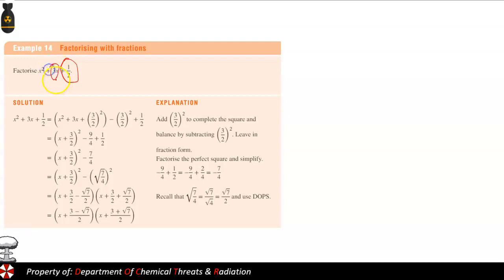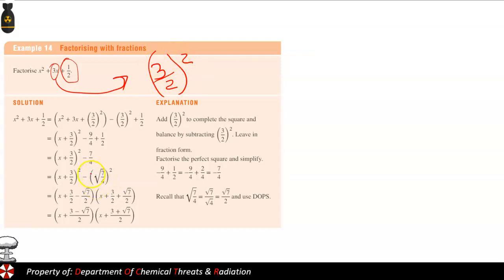The trick here is that 3 is not a nice easy thing to do. You go, well, how do I do like a square rooty kind of thing? Well, we don't need to, because remember it's just the b on 2 all squared. So it's just 3 on 2 all squared. Leave it as a fraction for as long as we possibly can, and things will work out.